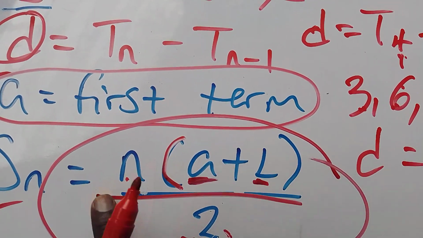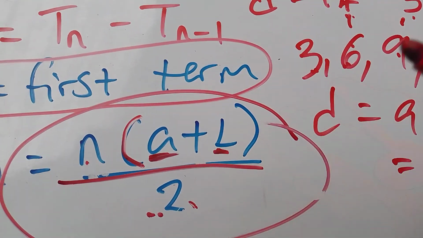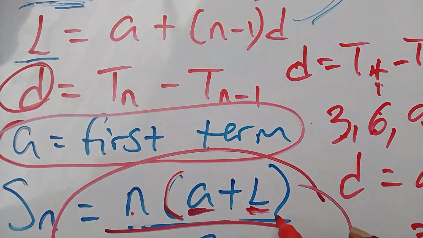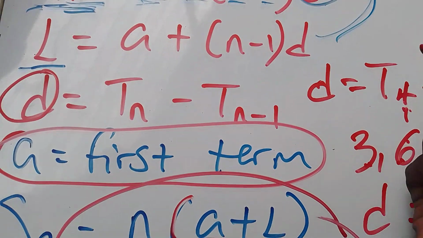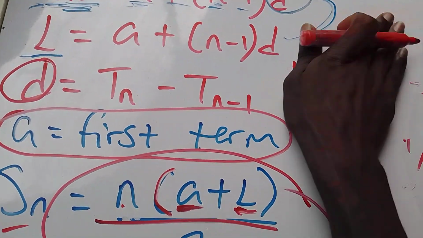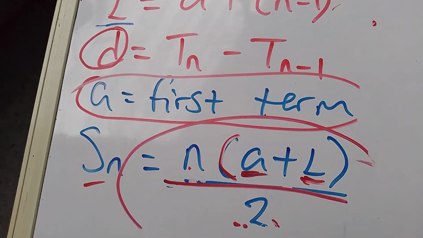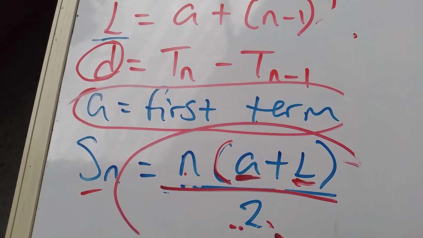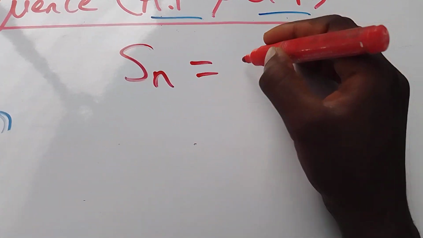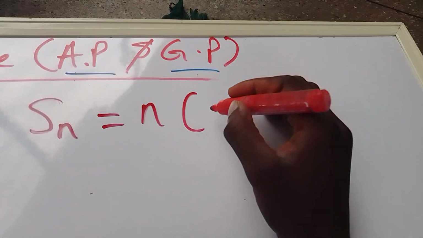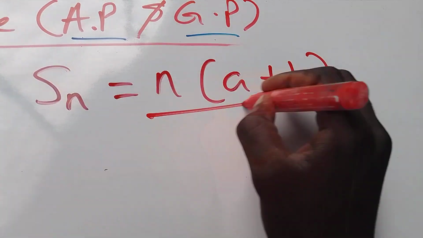Most textbooks don't write it like this. The way they write it, they will have to expand it. And don't forget, I already said that the last term L equals a plus (n minus 1) d. So if you are going to prove it, let me just show you the proof. How do I prove it? It's very simple. Just recall the formula. We already said that Sn equals n into (a plus l) all over 2, right?